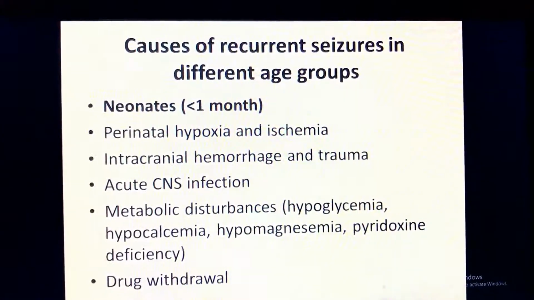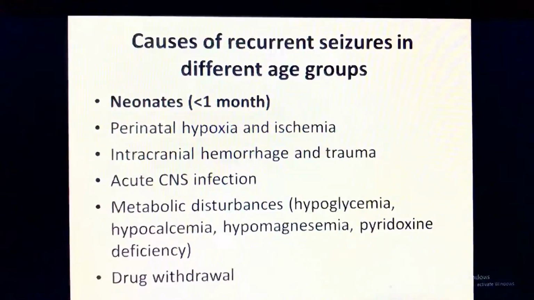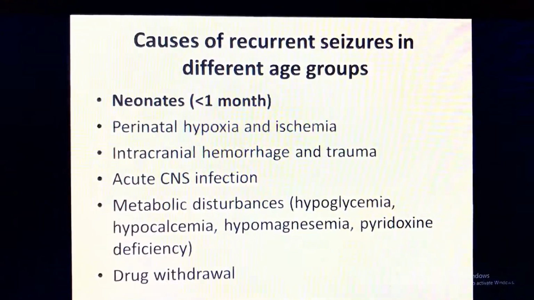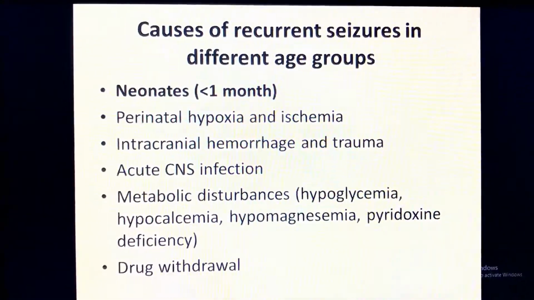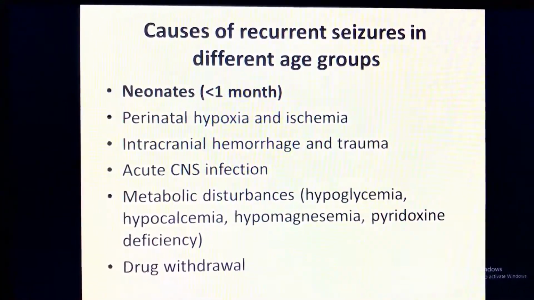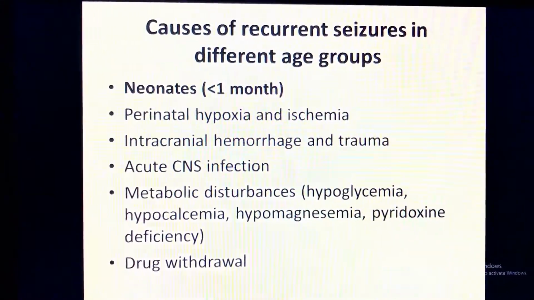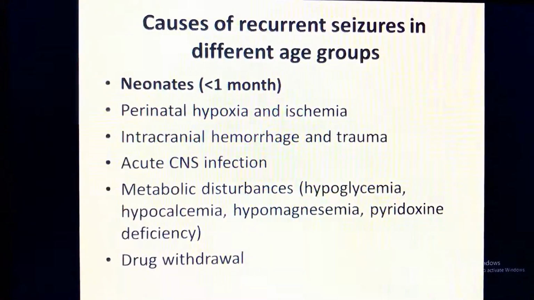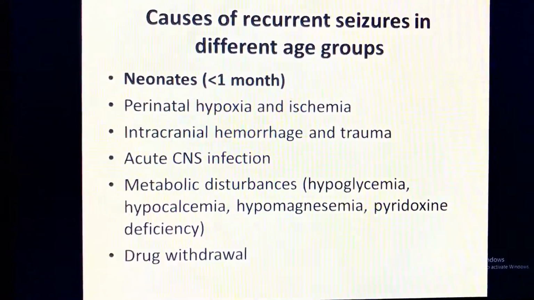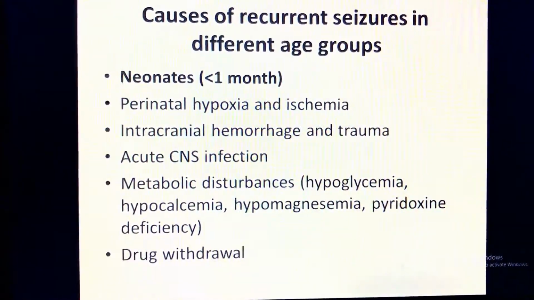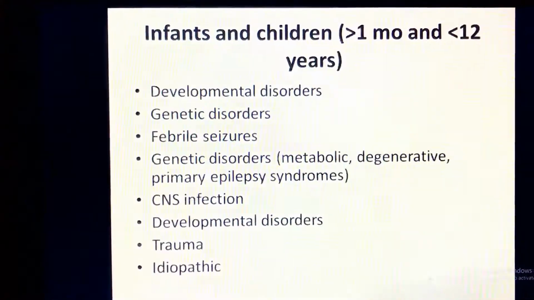Causes of recurrent seizure in different age groups. In neonates under 1 month: perinatal hypoxia and ischemia. When the neonate is having hypoxia, it can cause seizure. Also intracranial hemorrhage and trauma, acute central nervous system infection, metabolic disturbances like hypoglycemia, hypocalcemia, hypomagnesemia, pyridoxine deficiency, and drug withdrawal can cause seizure.